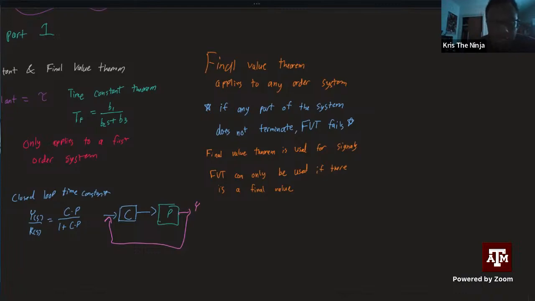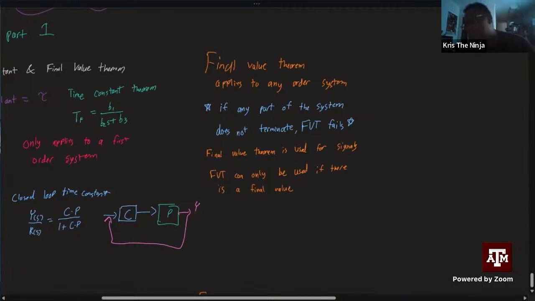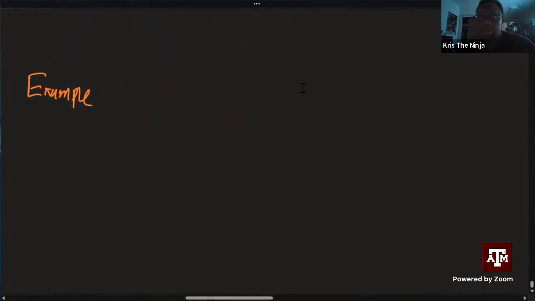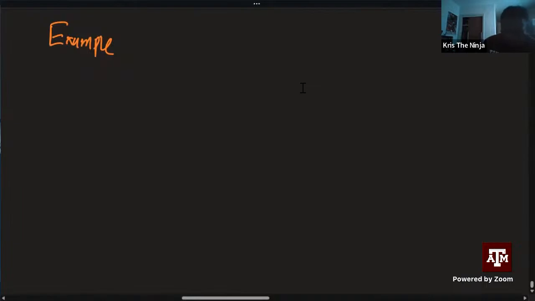Okay, so let's do an example of the final value theorem, when it might work and when it might not work. Y'all can see everything, right? All right, let's do a nice, fun example. We'll rewrite that because it looks bad.